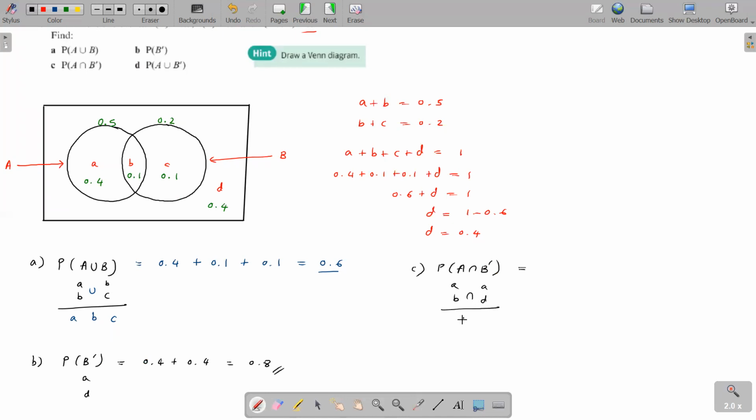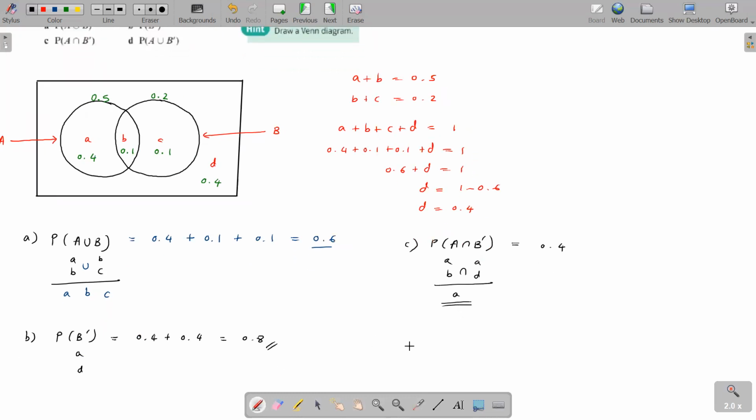So intersection, you have A, B. Intersection means the common part, right? So what's common? Not union. Intersection is take only the region that's common. So you can see region simple A is common, which means the answer is 0.4 because we only have one region. So directly the answer is 0.4. Agree? All right.